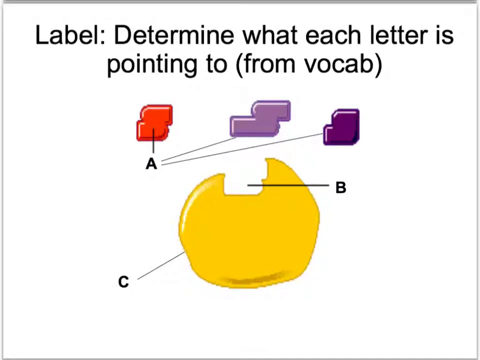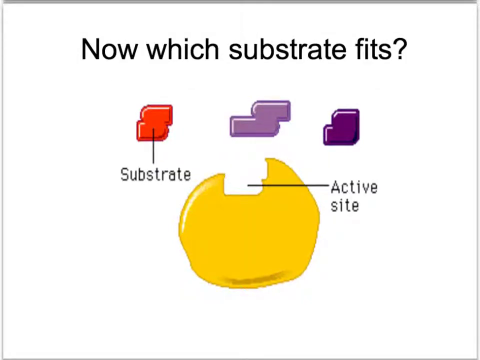Try this. Label. Determine what each letter is pointing to from the vocab. So what's A pointing to, what's B pointing to, and what's C pointing to. Record your answer in your notes. Looking here, you should have said A is pointing to the substrate, B is pointing to the active site, and C is pointing to the enzyme.